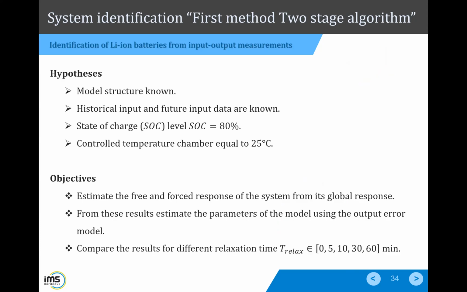So after that, the hypothesis of this experimentation is that we know the structure of the model, we know the historical input and future input, and we know that the battery is at a state of charge of 18%, and the experimentation was done in a temperature chamber at 25 degrees Celsius. So the objective is to estimate the different responses, and from the results obtained, to estimate the different models and compare the results for the different relaxation times.